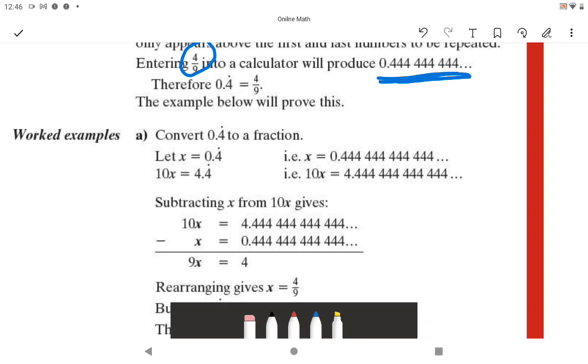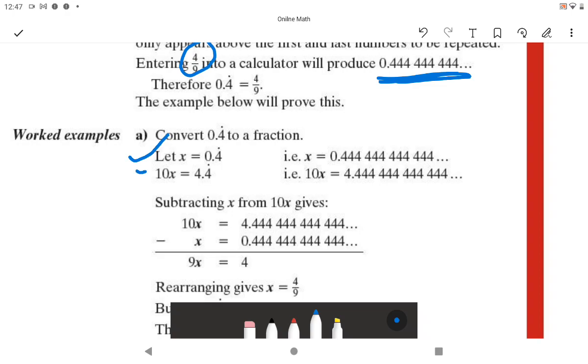Simply, it means 0.4 dot is a recurring decimal, and you want to convert it to a fraction. So the first thing you do is to let any letter be the recurring decimal. Because we have just one number being repeated, multiply both sides by 10. If you have 2 numbers being repeated, multiply both sides by 100. 3 numbers being repeated, multiply both sides by 1000.